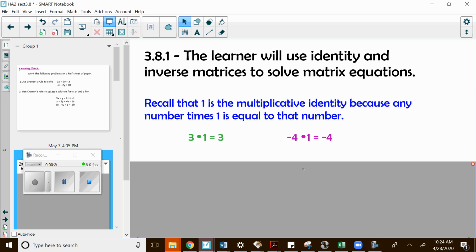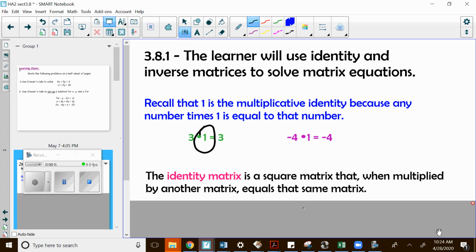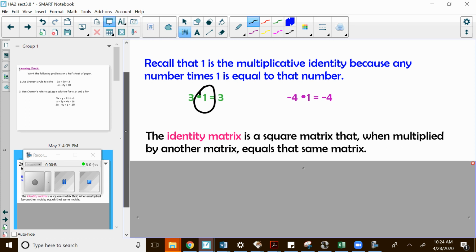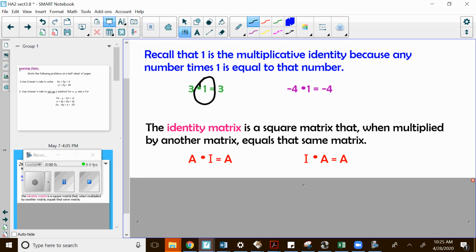I wanted to start with showing you that if you remember way back when you learned that anything times 1 is itself, that was called the multiplicative identity, right? It's an identity because 3 times 1 is 3, negative 4 times 1 is negative 4. Any number times 1 is equal to that same number, okay? So there is actually an identity matrix. When we multiply it by another matrix, it actually equals the same matrix.